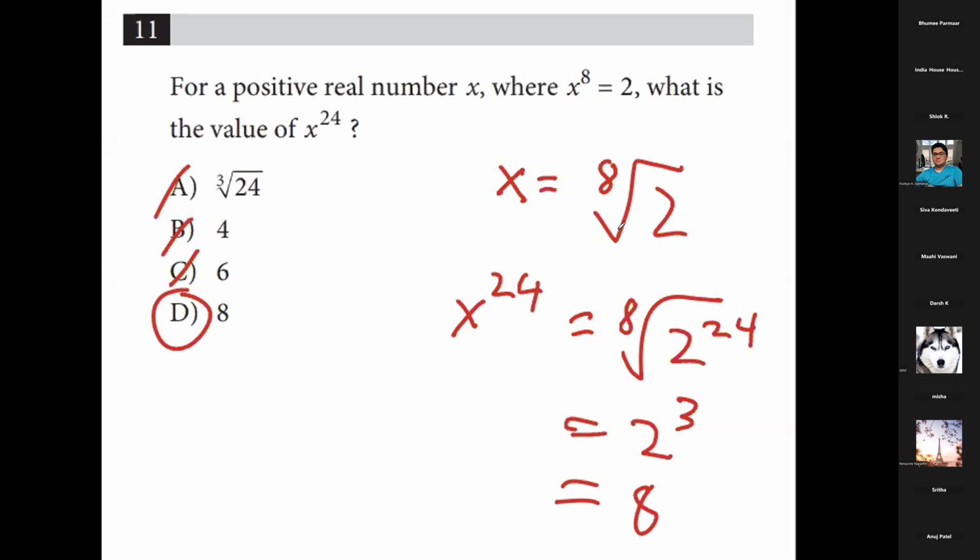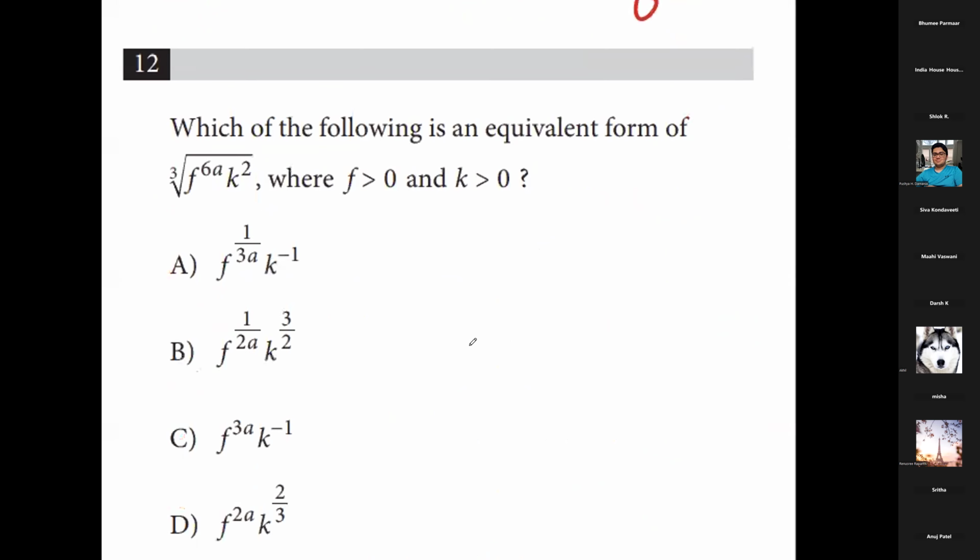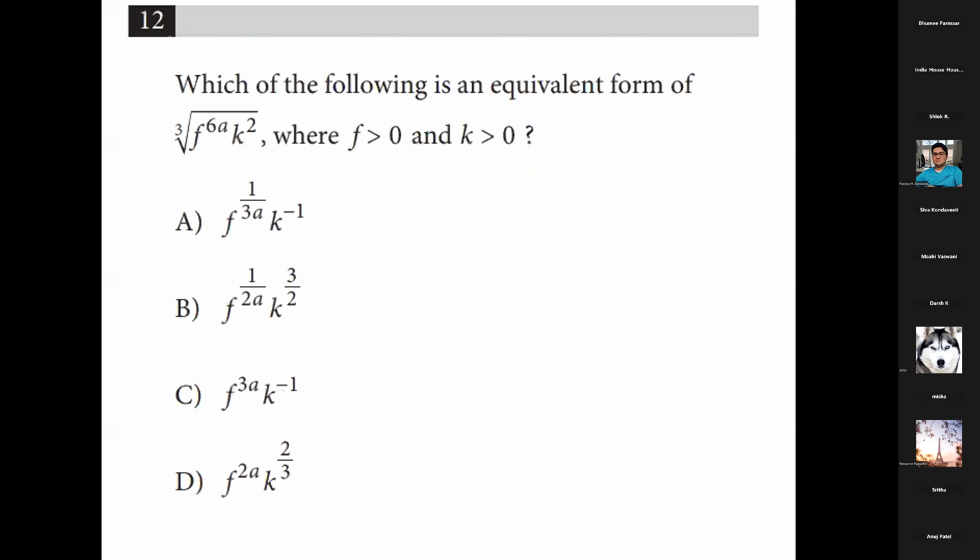So x is the 8th root of 2. When you raise this to the 24th power, you simplify, which gets us 2 to the 3rd power, which is 8. Okay, question 12.